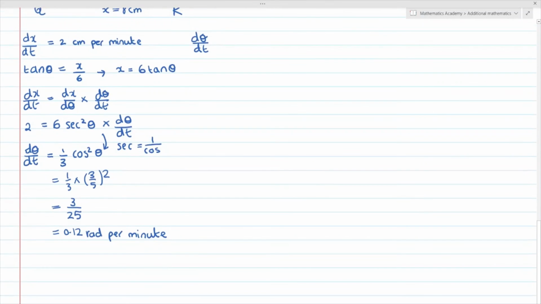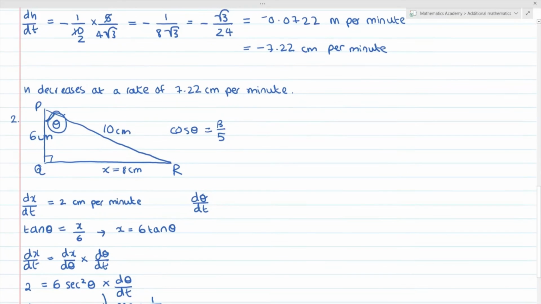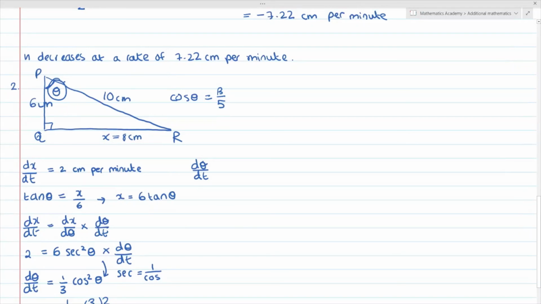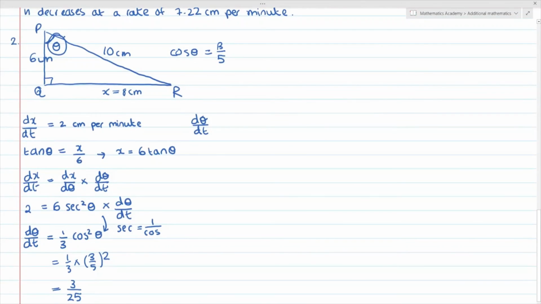So that's how to solve both of these questions. The key idea is to relate x and theta, or relate the variable that you know things about to the variable that you want to find, and to also use the chain rule in order to relate, as we did here, dx/dt to d theta/dt.